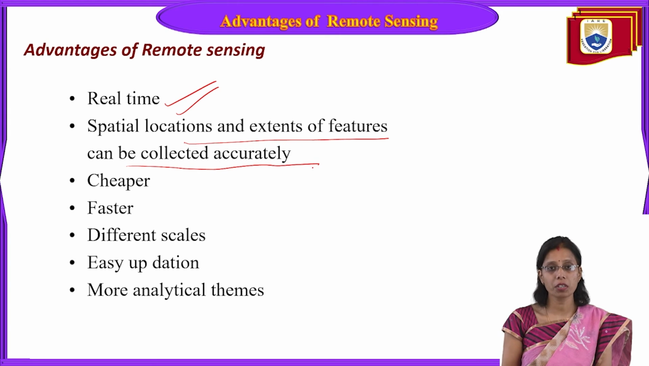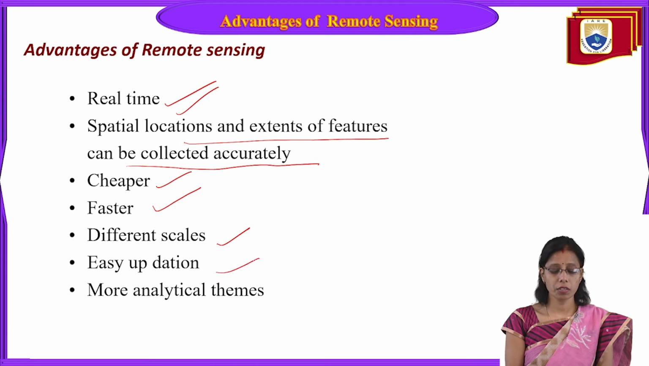It gives very accurate information because some sensors give very high resolution, so it gives very accurate information about the features. It's cheaper, and the work with satellites is faster, and it has different scales. Scales means we have seen the resolution from 1 kilometer to 1 meter: 360 meters, 72 meters, 23 meters, 20 meters, 1 meter, 0.65 meters. So it has different scales. Whichever is our project area, we can decide and take that kind of imagery for our projects.